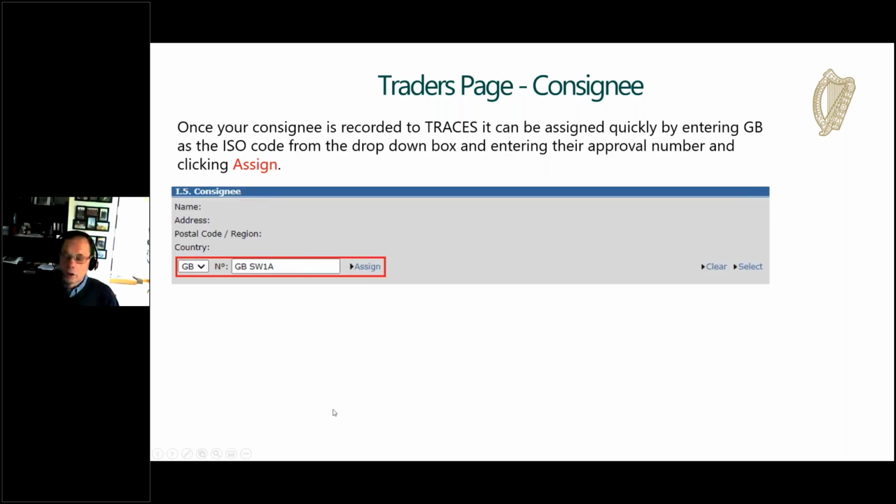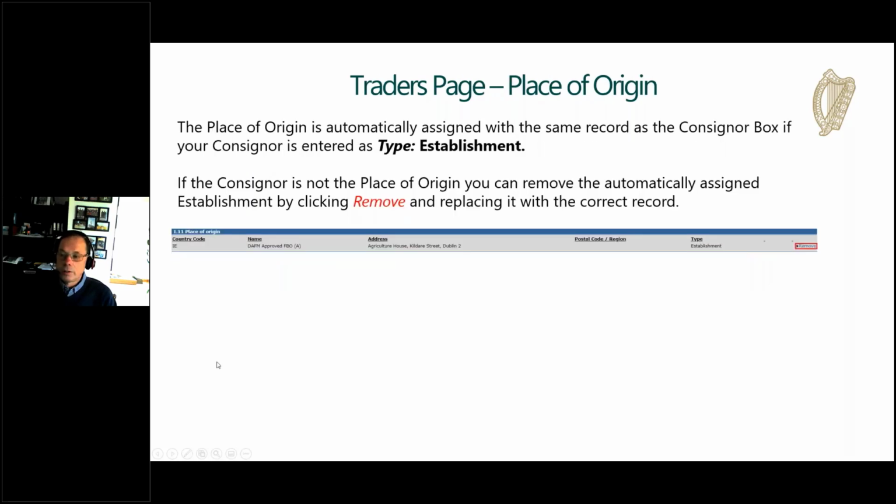Once your consignee is recorded to Traces, it can be assigned quickly by entering GB as the ISO code from the drop-down box and entering their approval number, clicking Assign, just here. The place of origin is automatically assigned with the same record as the consignor box if your consignor is entered as type establishment. If the consignor is not the place of origin, you can remove the automatically assigned establishment by clicking Remove and replacing it with the correct record. So in other words, the place of origin may be different from who the consignor is.